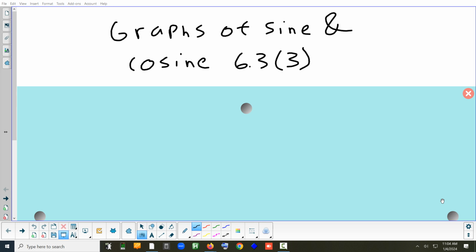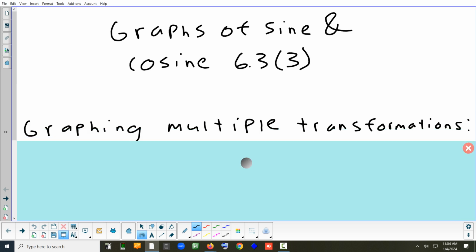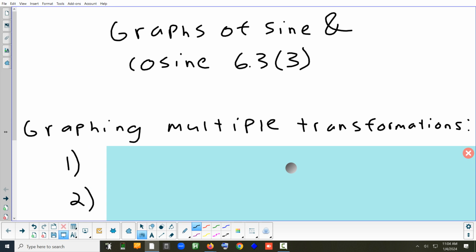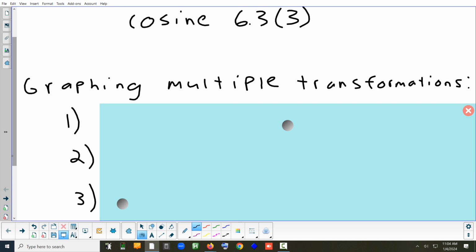So the last thing we're going to look at today is 6.3 part 3. And this is on a couple things. First thing we're going to look at is graphing multi-step transformations. And there is a certain order you have to follow when you do them. It's the same order that we've been doing all year. And if you remember the letters I used for the transformations, I've already told you the order this week.